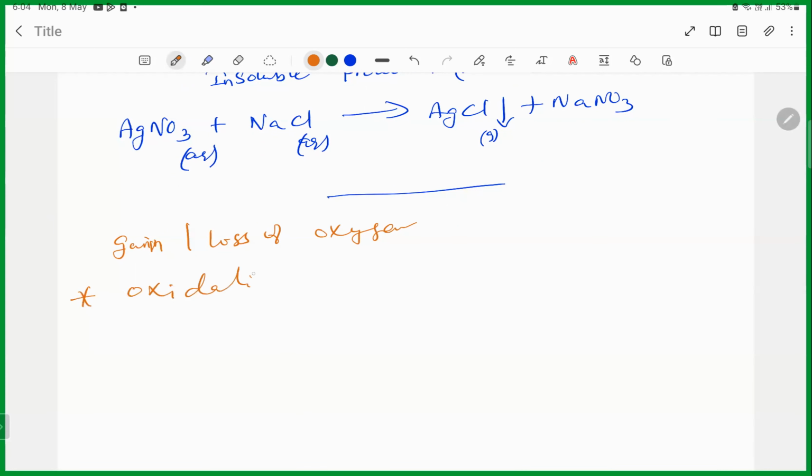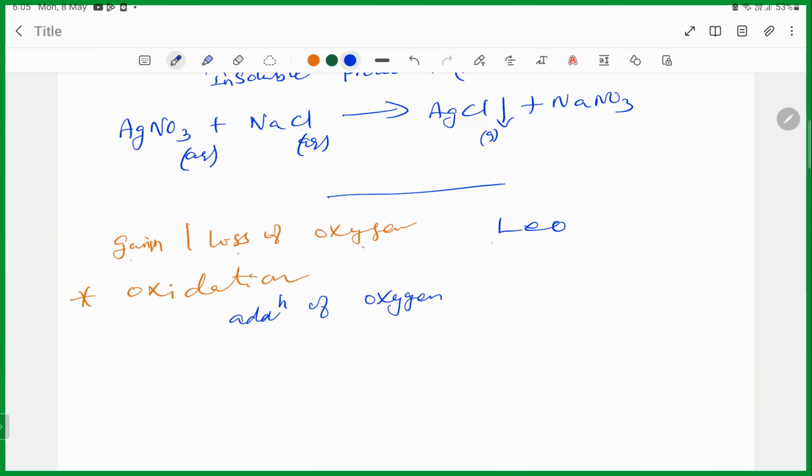oxidation. Could you explain what is oxidation? What is oxidation? The loss of... Very good. Oxidation involves addition of oxygen. What did I say? I said we have to explain in terms of gain or loss of oxygen. So when saying oxidation, oxidation is an addition of oxygen.